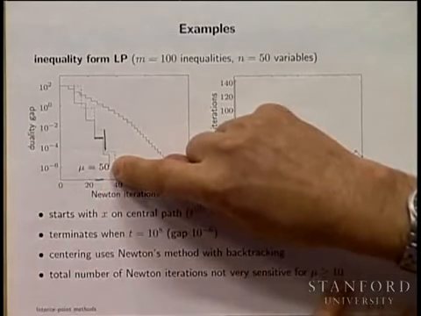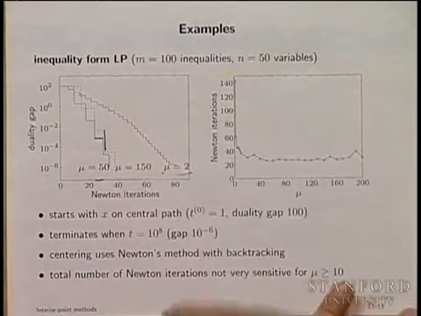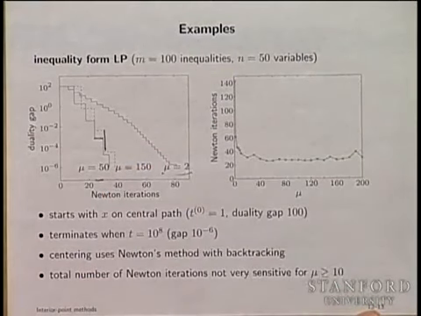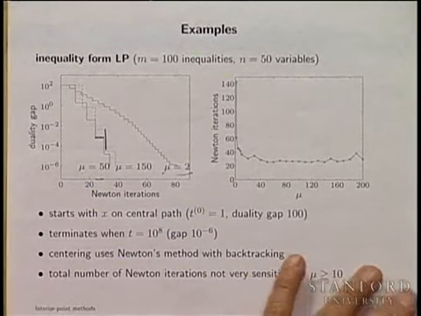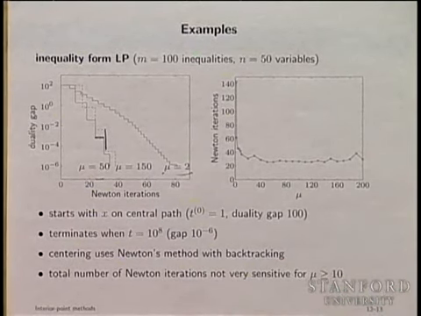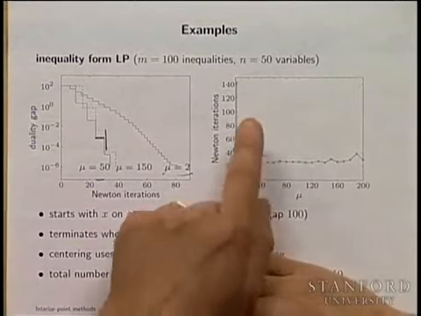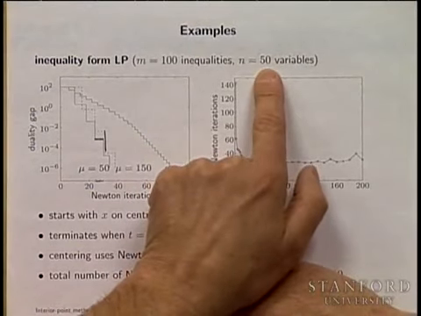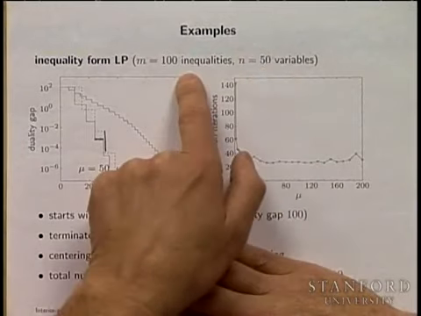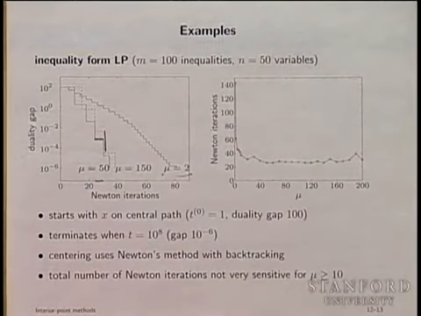Now this is really quite ridiculous because at mu equals 50, it means that with a total number on the order of 35 Newton steps, you've actually solved an LP to extremely high accuracy using Newton steps. So actually, let's just step back and think about what that means. First of all, it's quite ridiculous. The feasible set is a polyhedron defined by 100 inequalities and 50 variables. How many vertices does such a polyhedron have?